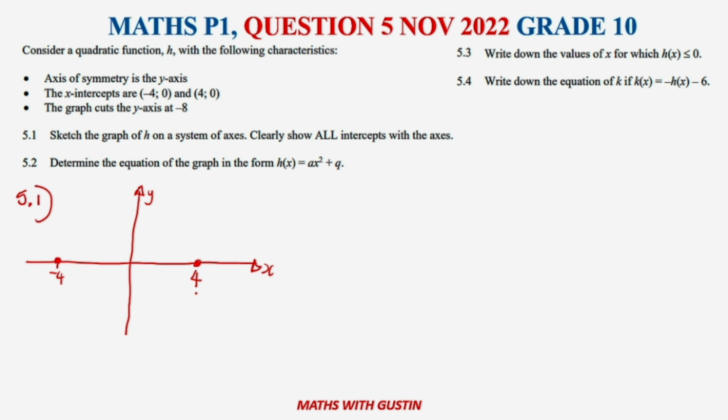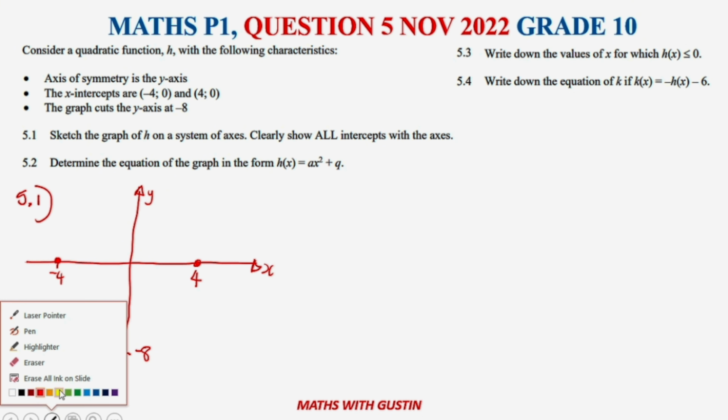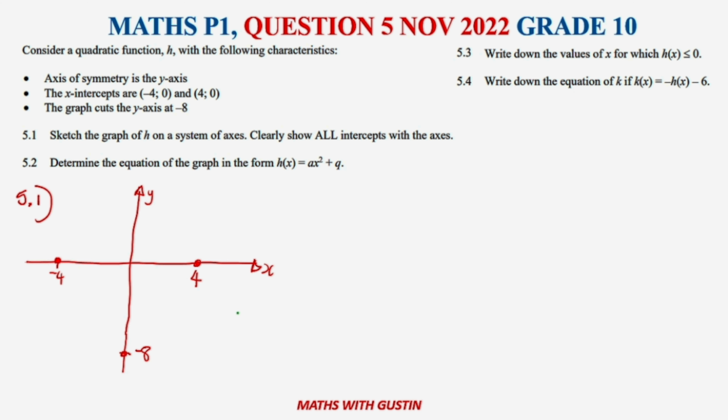And then they said the graph cuts the y-axis at -8. I'm just going to put it a bit below here. That's -8 there. Therefore we are ready to sketch the graph. I'm going to use a different color for you guys so that you can see how the graph looks. Let's go for green. Great stuff. So now here it is, the graph.